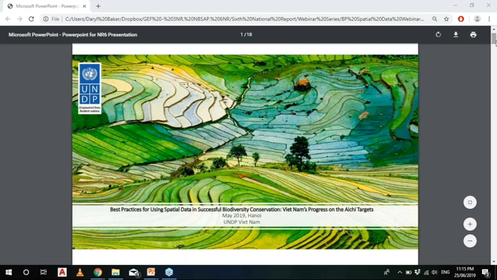I would like to share the experience from Vietnam in how we use spatial data in biodiversity conservation, and also in preparing the sixth national report to show Vietnam's progress on the Aichi targets.